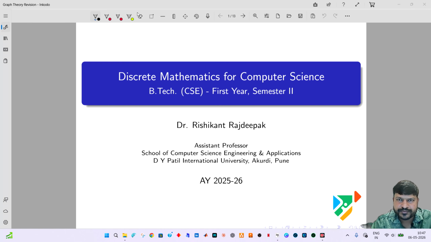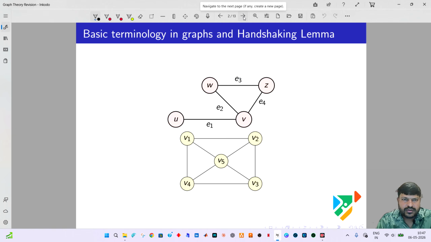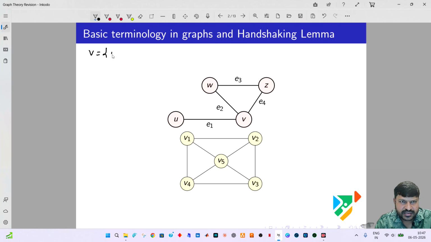Graph theory. To begin with, what is a graph? It is a set of vertices and a set of edges. So for this given graph, you can write the set of vertices as u, v, w, and z.